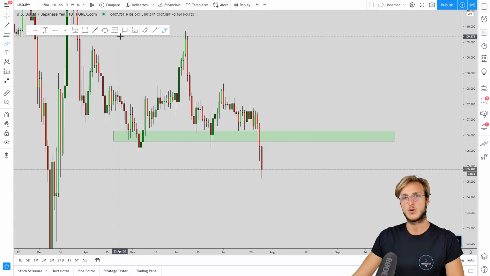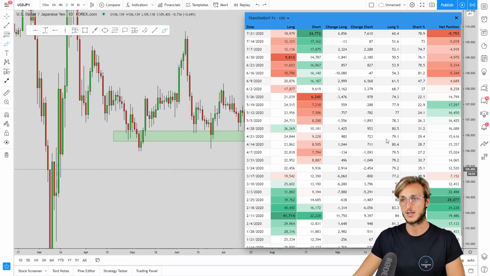Now, before I go down to the 4-hour time frame and see what we have on the entry time frame, let's first take a quick look at what we have from a COT perspective, so commitment of traders, what the biggest banks and institutions are currently doing on the USD and on the JPY.